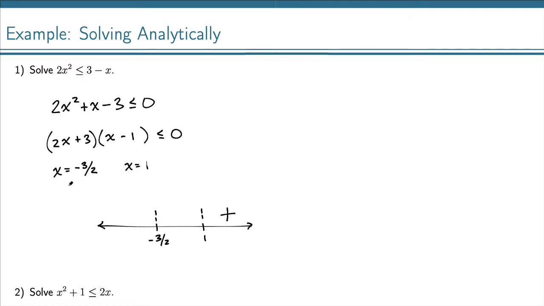And each of these has a multiplicity of 1, which is odd, meaning that from the right side here, as I come to the 0 at 1, it's going to cross the axis, so it's going to become negative. And then from there, as it crosses at negative 3/2, it actually crosses the axis, so it's going to become positive. And now I'm just looking for when my polynomial is less than or equal to 0. So that's the negative values, and we're going to go ahead and include those endpoints because we want to include when it equals 0. So there's our solution to that inequality.